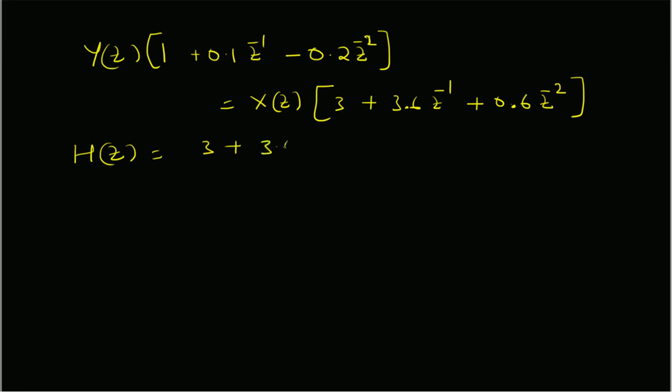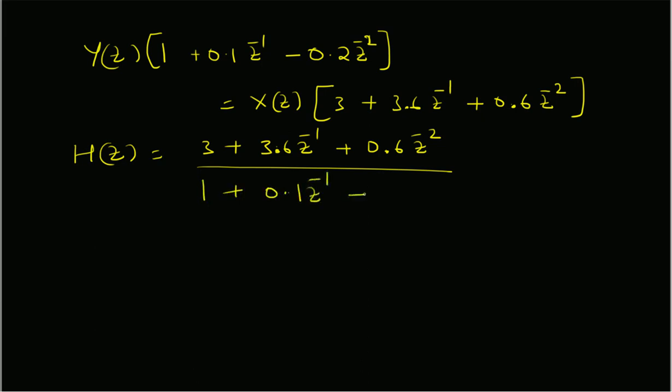Now clearly from this equation we can write the system function H of z as 3 plus 3.6 z power minus 1 plus 0.6 z power minus 2, and the denominator is 1 plus 0.1 z power minus 1 minus 0.2 z power minus 2. So that is the system function.